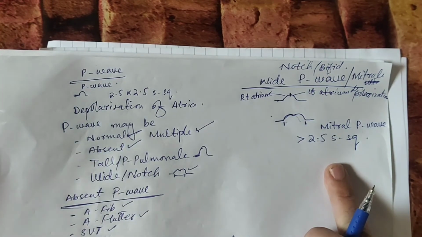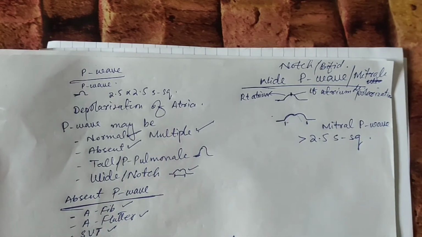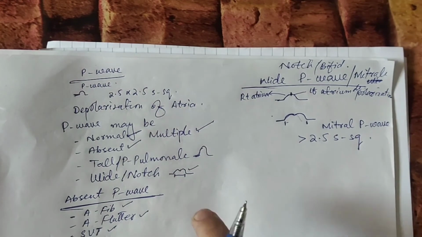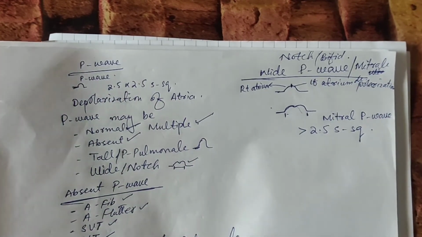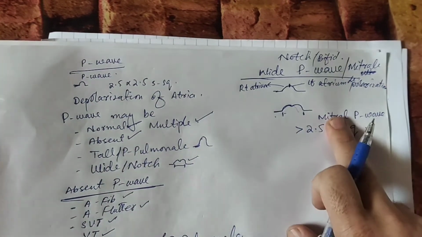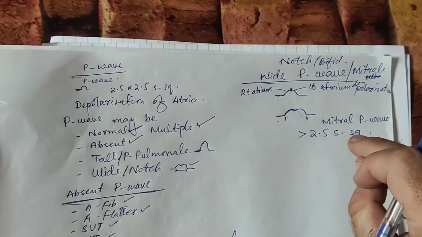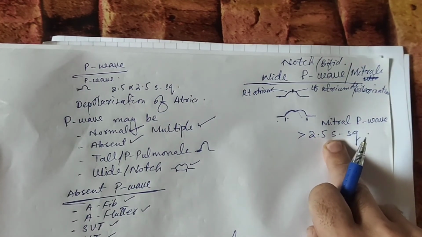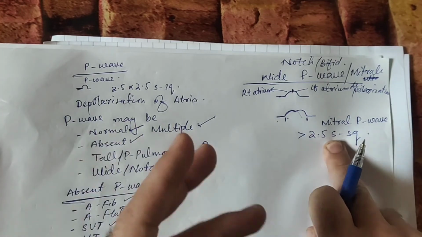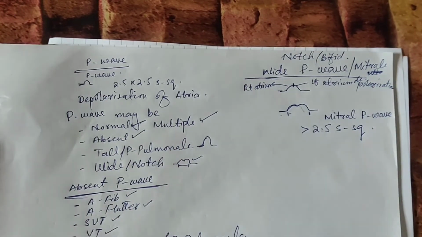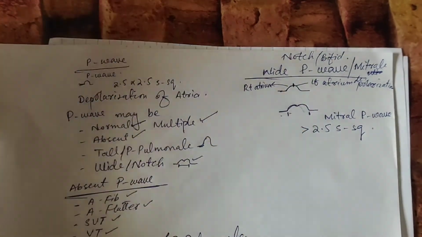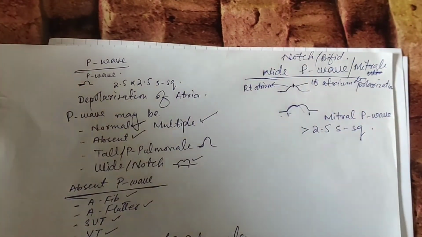In tall P-wave, in which cases is P-pulmonale formed? When there is pulmonary embolism, COPD, pulmonary hypertension, tricuspid stenosis. When is P-mitral formed? When there is left ventricular failure or a thick or stiff left ventricle, mitral stenosis, mitral regurgitation. In these cases we have the mitral P-wave. Tall P-wave.